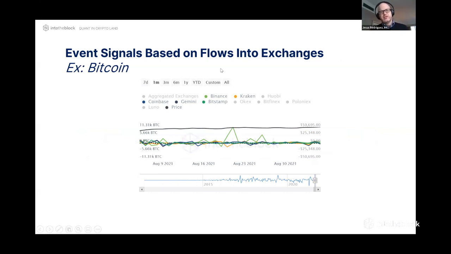Then a classic one that IntoTheBlock, but also other analytics providers, offer is this idea of monitoring inflows and outflows of specific wallets, in this case exchanges. If you're able to label specific addresses and associate them with a party, in this case an exchange, you can monitor how much capital is moving in and out, and that could be a signal for a specific market condition.